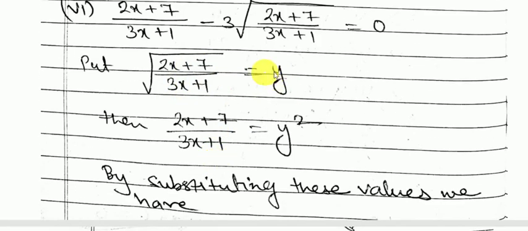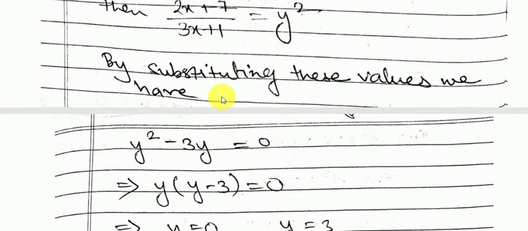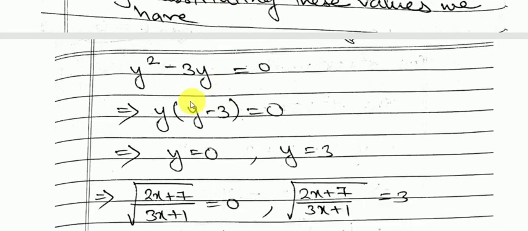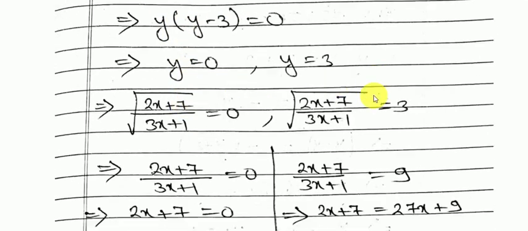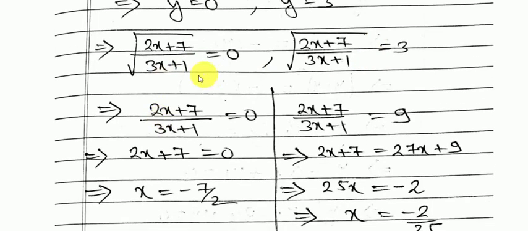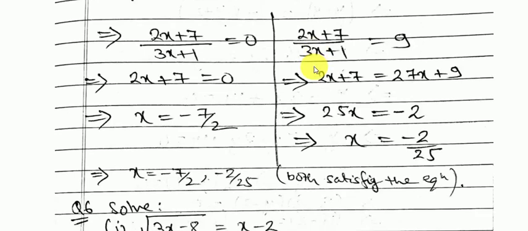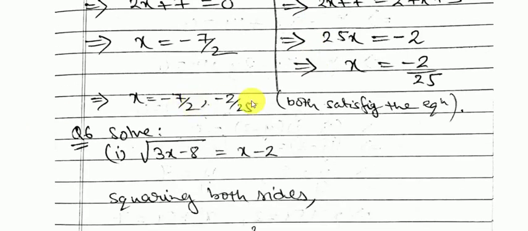So you got this. In this equation, replace this y and y square, put this y and y square accordingly, and you will get a quadratic equation. Solve it, so you get y equal to 0 and y equal to 3. Then further substitute the values of y, and proceed on, and you will get the value of x equal to -7 by 2, and the other -2 by 25, and you will find that both are satisfying.